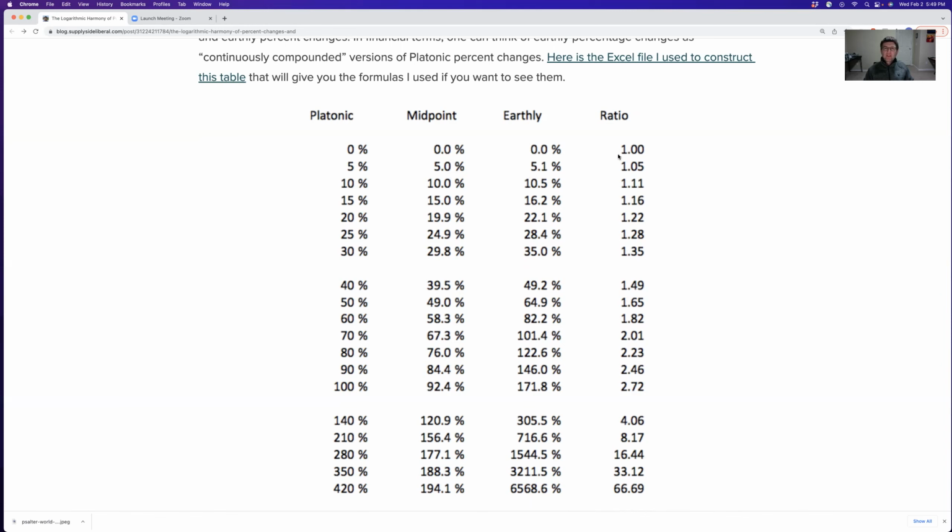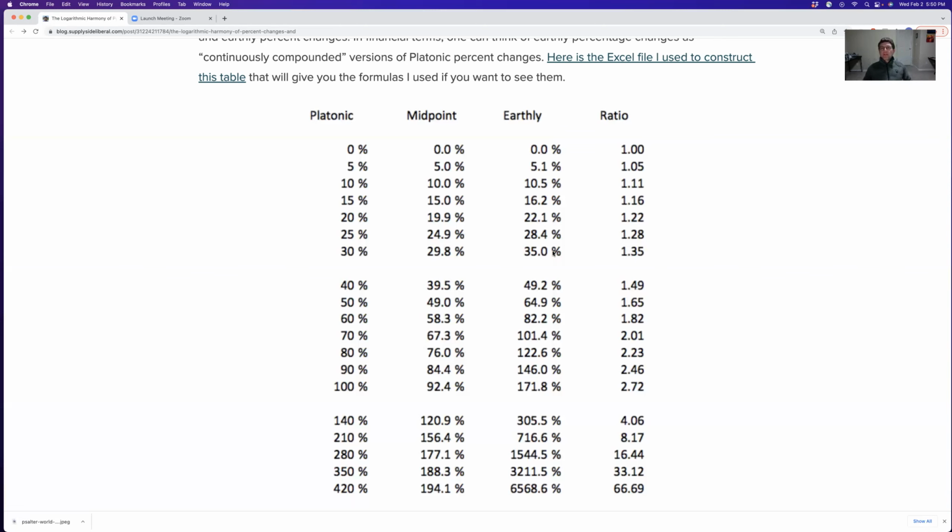Now, the second thing I want you to notice, besides that rule of 70, is how close these are for small numbers. You're talking about a 5% change. Platonic, midpoint, and earthly match very closely. Even a 10% change, the earthly is only off by 0.5%. And by the time you get to a 30% change, the Platonic and midpoint percent changes are still very close, but the earthly percent change is bigger.